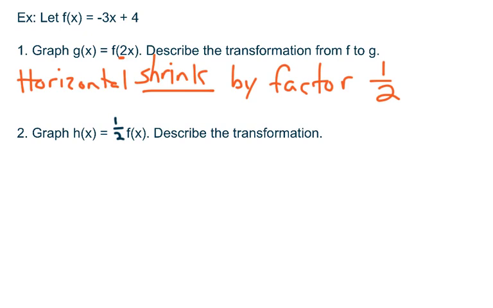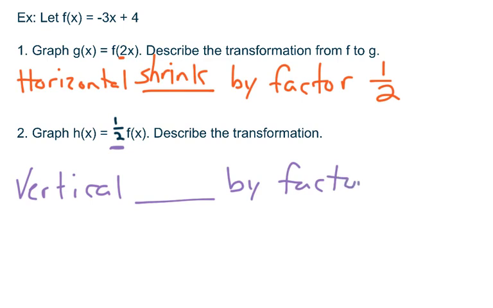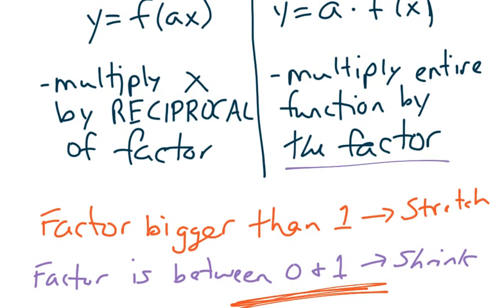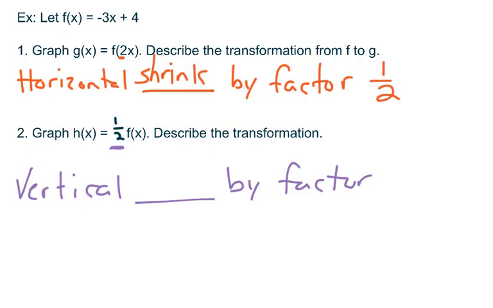Number 2, graph h of x equals 1/2 times f of x. Describe the transformation. Now the 1/2 is on the outside, so that is a vertical something by a factor of what? Well, if it's vertical, we multiply the entire function by the factor itself. Okay, so this is the factor, the 1/2. So the factor is 1/2, and again, if the factor is between 0 and 1, it is a shrink. It's a vertical shrink by a factor of 1/2.